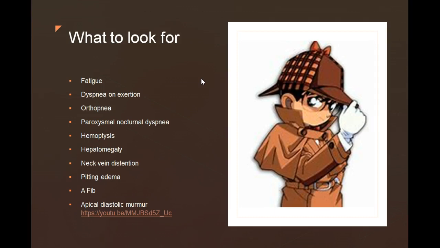You'll see neck vein distension, which, again, as we talked about earlier today, you want to make sure you're checking at least at a 45-degree angle. They'll have pitting edema, and you'll see cardiac arrhythmia of AFib. Please take a minute to also listen to the apical diastolic murmur, which is common with mitral stenosis. Follow the link below to listen to that and familiarize yourself with it.